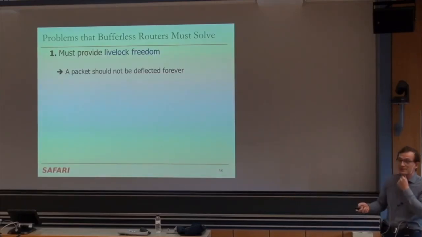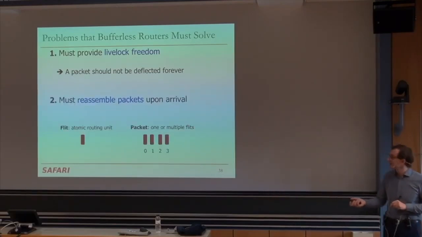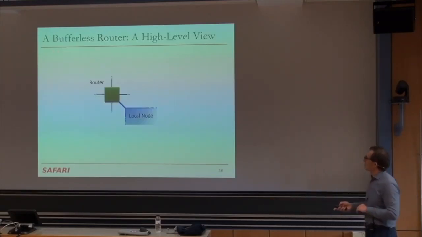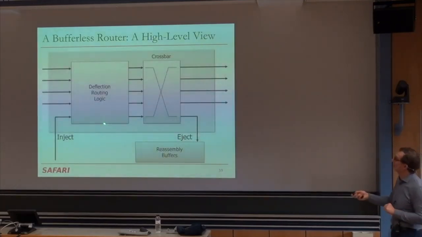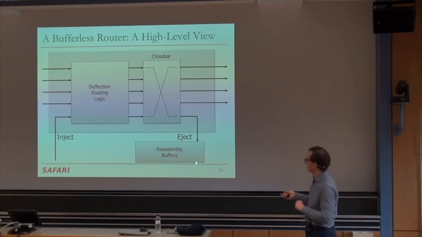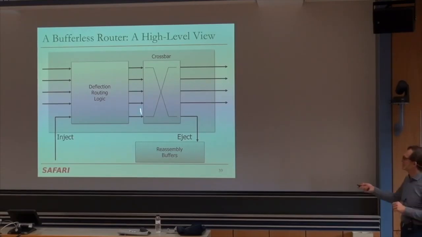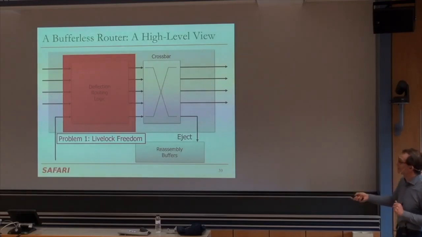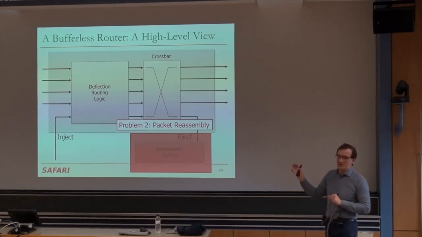So what are the problems that a bufferless router must solve? First of all, it must provide live lock freedom, and we knew that very well. A packet should not be deflected forever. And it must reassemble packets upon arrival because of this reordering that we've discussed. So if you look at a high-level view, a bufferless router looks like this. It has deflection routing logic, it has a crossbar, and it has reassembly buffers and after the ejection logic. So it doesn't look that bad, but it turns out this is not simple. So the live lock freedom should be handled somewhere over here, and the packet reassembly should be handled over here. Packet reassembly is not that hard actually, as we've discussed, right?